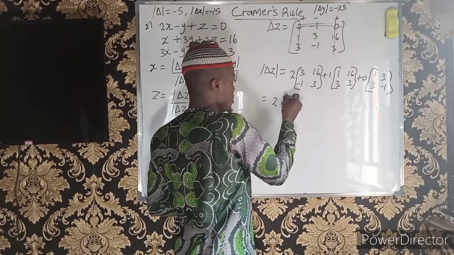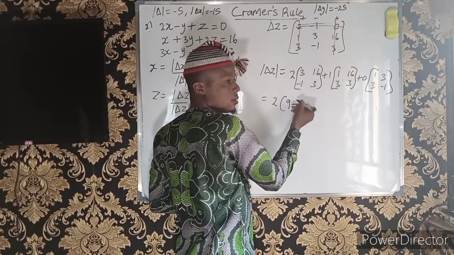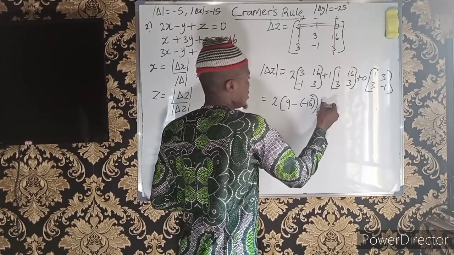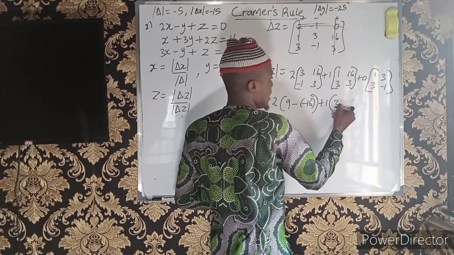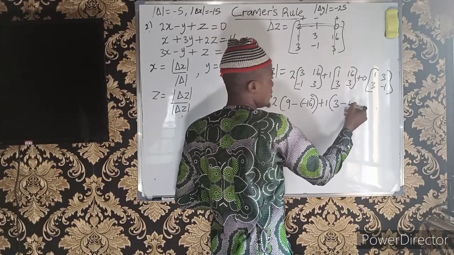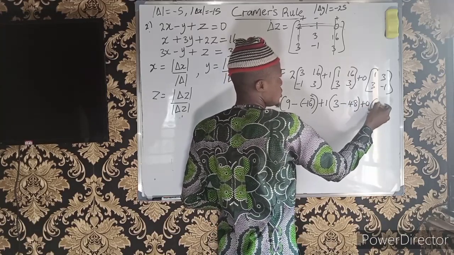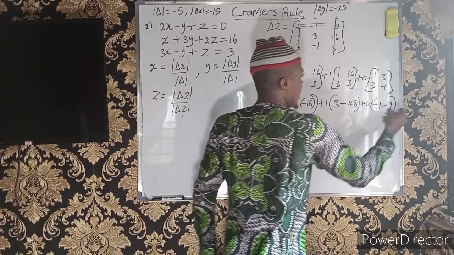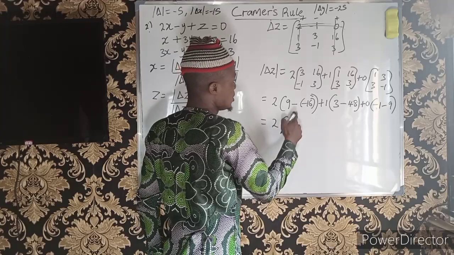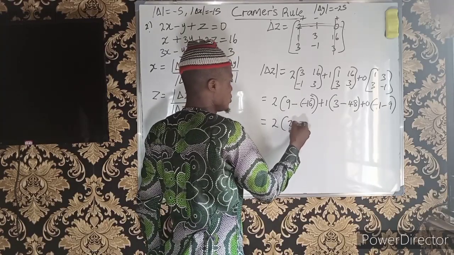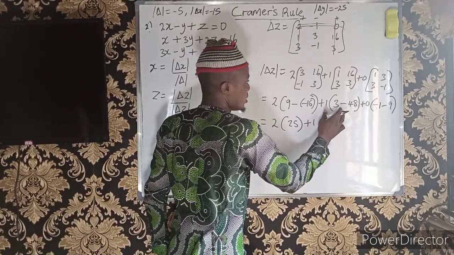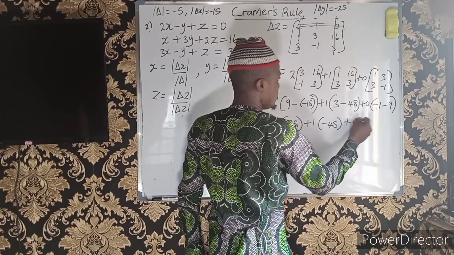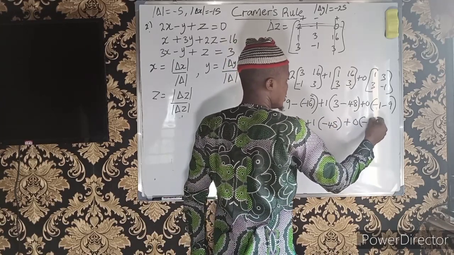So this will give us 2 into 3 times 3 is 9, minus 1 times 16 is minus 16, plus 1 into 3 times 1 is 3, minus 3 times 16 is 48, plus 0 into minus 1 times 1 is minus 1, minus 3 times 3 is 9. So this will give us 2 into minus minus is plus, so 9 plus 16 is 25, plus 1 into 3 minus 48 is minus 45, plus 0 into minus 1 minus 9 is minus 10.